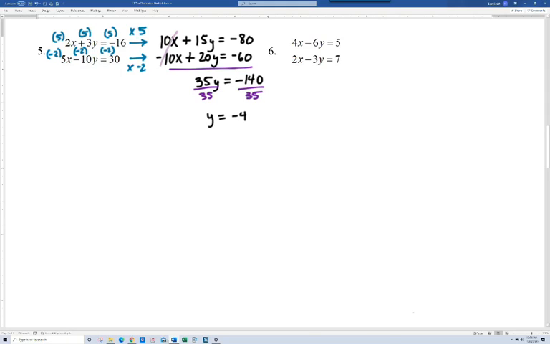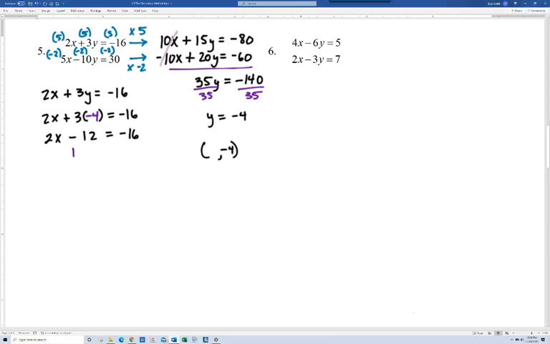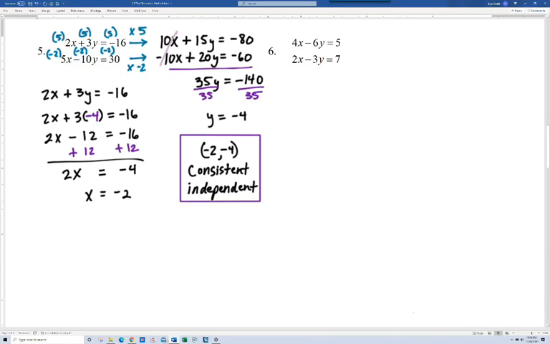So I think I'm going to go ahead and use the first equation. So I've got an ordered pair so far with a y value of negative 4. Let's plug that negative 4 into the first equation. We'll get 2x minus 12 is equal to negative 16. Let's go ahead and add 12 to both sides. And then 2 times negative 2 would be negative 4. And so our solution is the point negative 2, negative 4. Again, this is a consistent system and also independent.